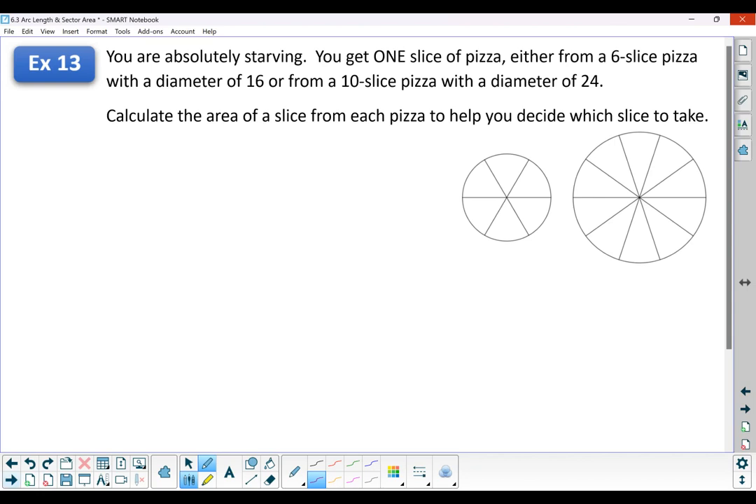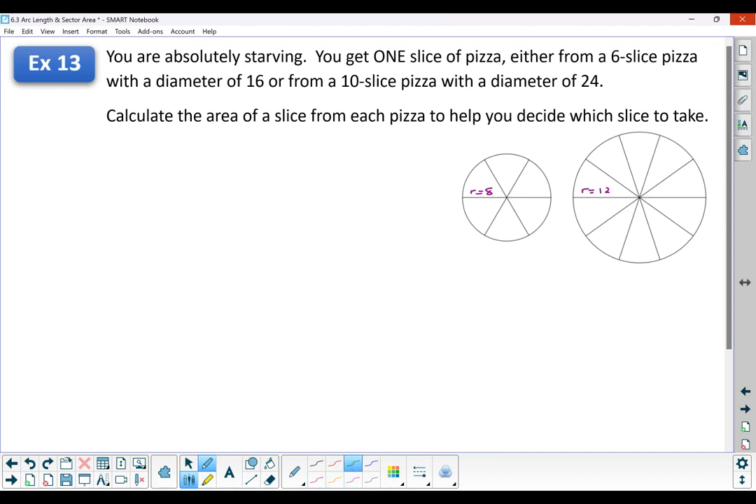All right, you are absolutely starving and you get one slice of pizza. You either can choose a slice from a 6-slice pizza with a diameter of 16. That would be a radius of 8. Or you can choose a slice from a 10-slice pizza with a diameter of 24. That would be a radius of 12. You're starving, so you want the most pizza you can get. We want to calculate the area of each slice to help you decide which one to take.